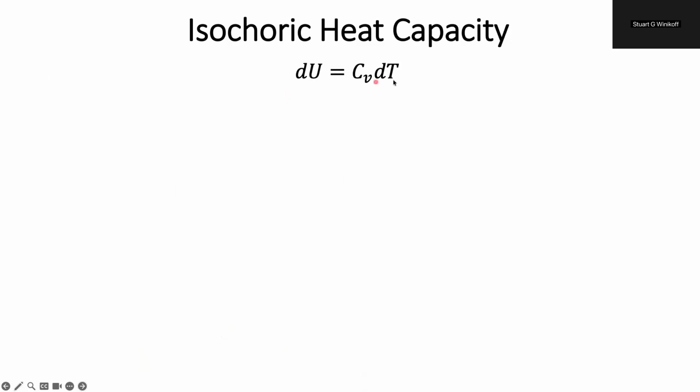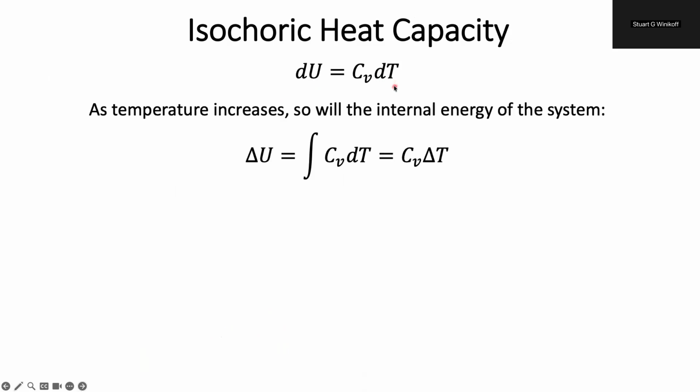But note, this is an infinitesimal statement. So we can go ahead and turn this into a discrete variable by taking the integral of C_V dT. Now here, if we assume that the isochoric heat capacity has no temperature dependence, the integral actually occurs fairly nicely, and we just get C_V delta T. But note, this does count on the fact that this is a temperature independent constant. And we'll address that later.